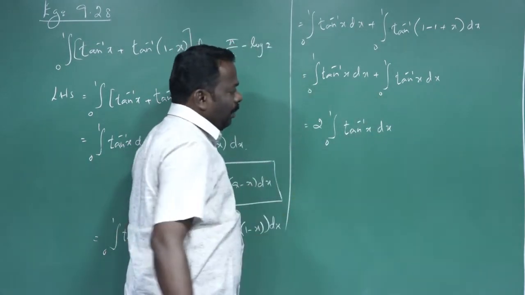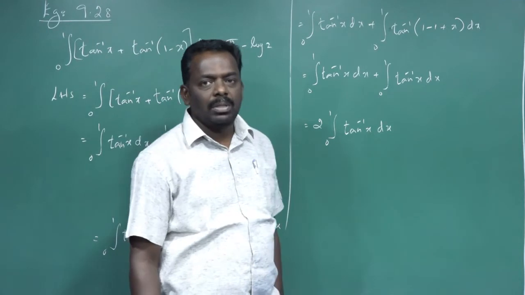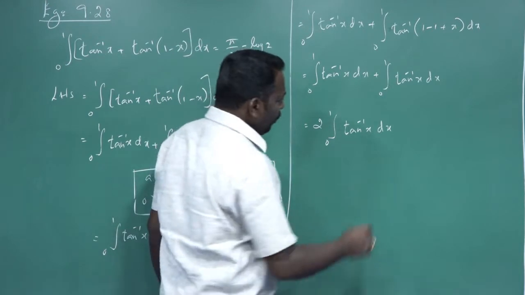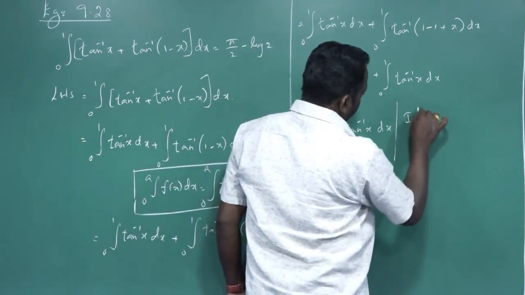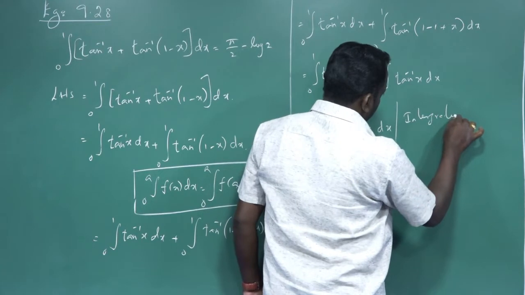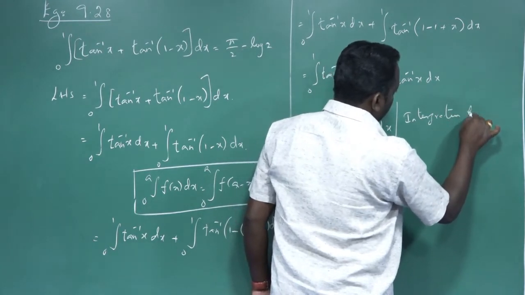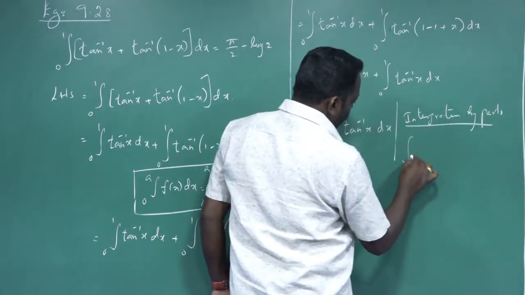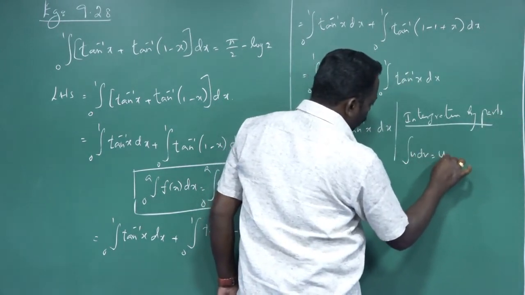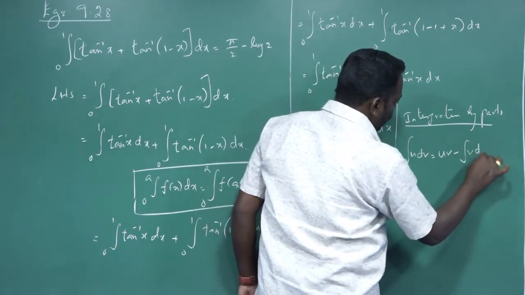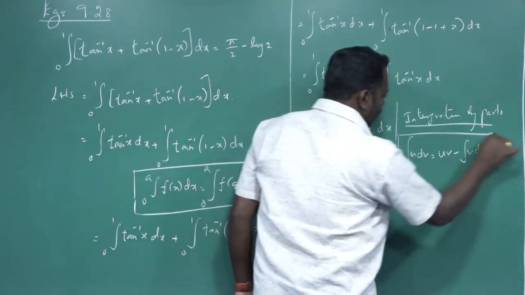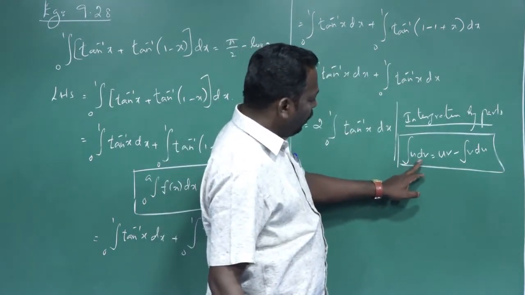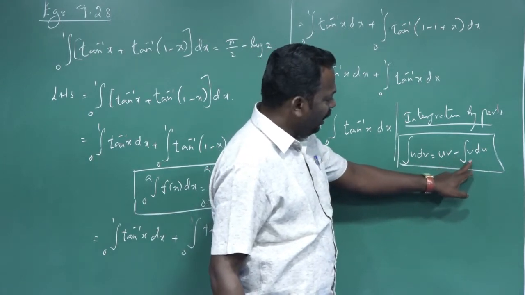Now there is no direct formula for integration of tan inverse of x, so we apply the method of integration by parts. Integral u dv is equal to uv minus integral v du. Applying integration by parts, integral u dv is equal to uv minus integral v du.